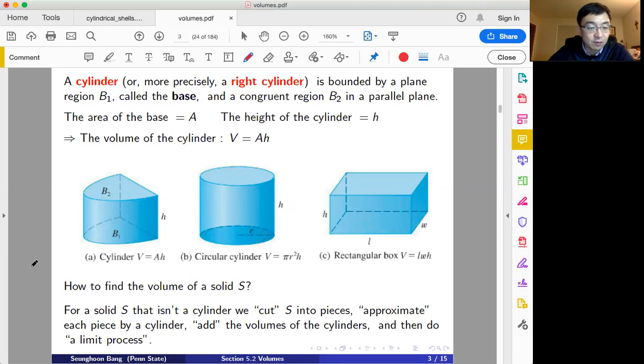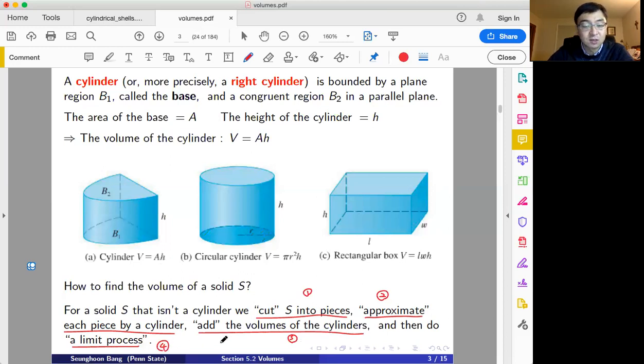So what are the steps? Step one: we cut S into pieces. Step two: approximate each piece by a cylinder. Step three: add all the approximating cylinders. Step four: the limit process. These are the four steps.